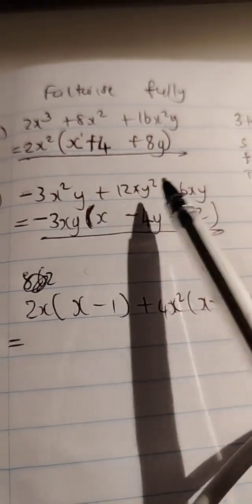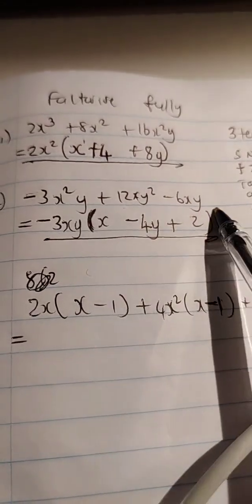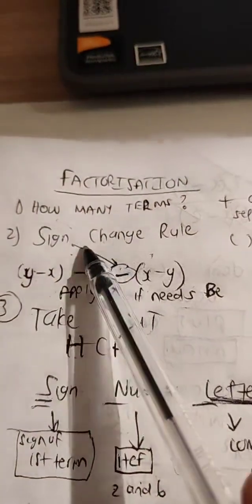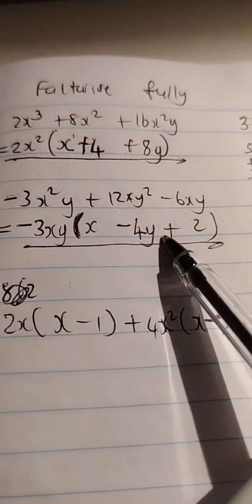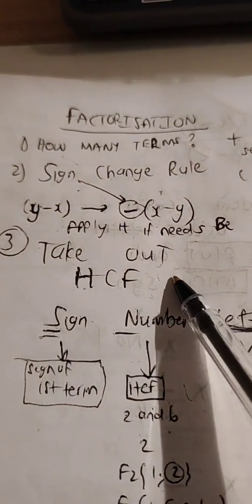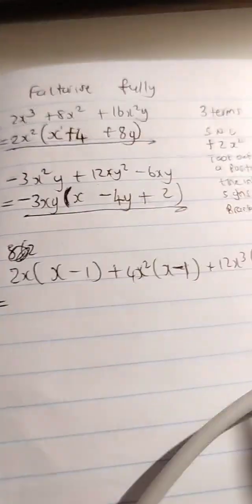1 plus 2 minus 3, so 3 terms. Next question, is there need to apply the sign change rule? No, because this is not a situation that warrants such a change. Ask the third question, take out the highest common factor.